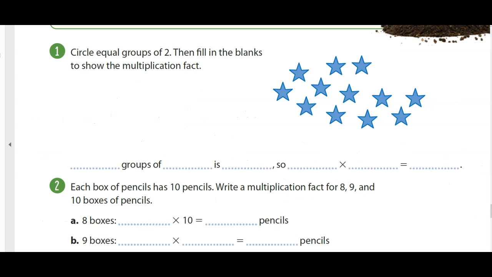So number 1, here's another example. It says equal groups of 2, then fill in the blanks. So I need to make equal groups of 2, right? Is that an equal group of 2? No. So how many stars do I have to circle each? 2.